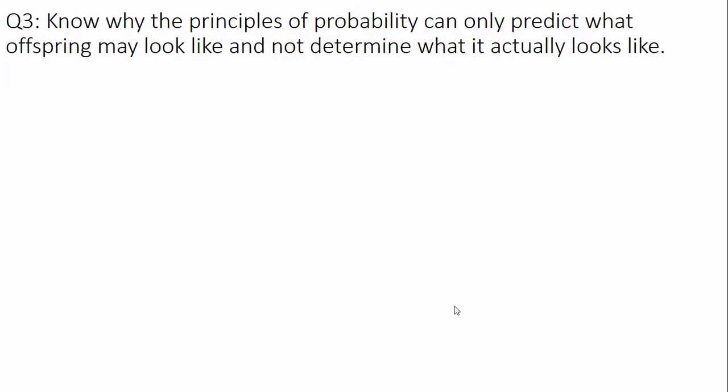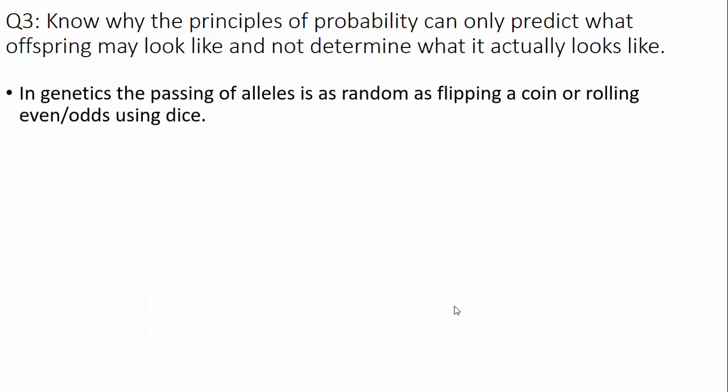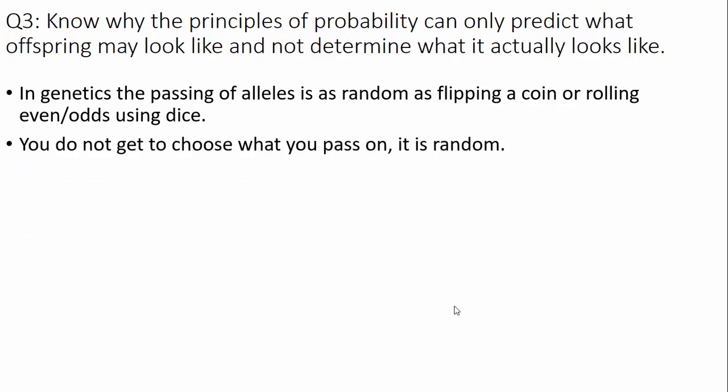All right, number 3, know why the principles of probability can only predict what offspring may look like and not determine what it actually looks like. Well, in genetics, the passing of alleles is as random as flipping a coin or rolling the dice. You do not get to choose what you pass on. It is random. Your body will make gamete cells, which are sex cells, but as to which sex cell actually gets used for sexual reproduction, you don't get to choose. It is completely random, and that's why it can only predict what your offspring may look like. It will not actually determine what your offspring looks like.